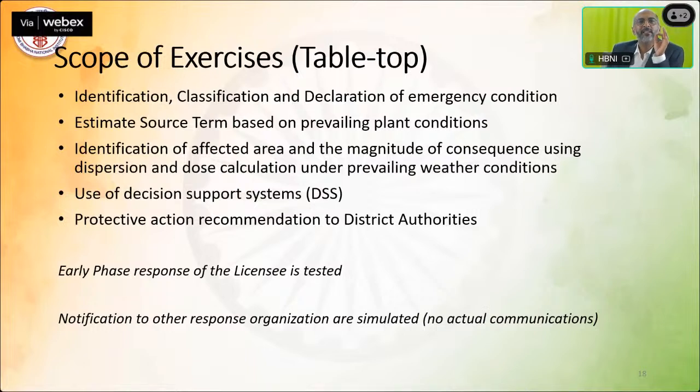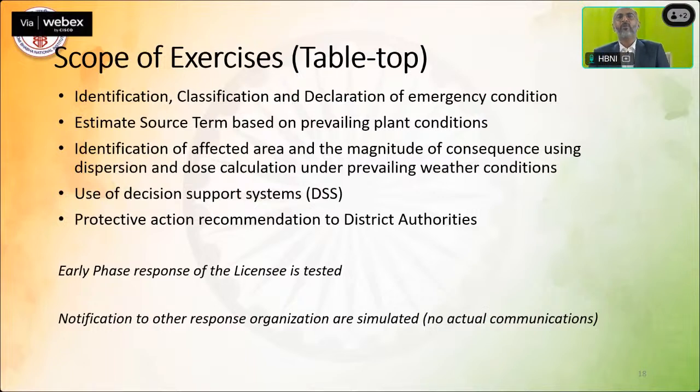Each of these exercises has its own objectives. Especially when I talk about the tabletop exercise, it is about identification, classification, and declaration of emergencies, and the capability of the licensee to estimate the source term, which I was talking about as an important aspect, and the capability to take actions incorporating prevailing weather conditions and plant conditions, identifying the affected area and the magnitude of consequences using dispersion and dose calculations, and the use of the decision support system and protective action recommendations to the district authority.